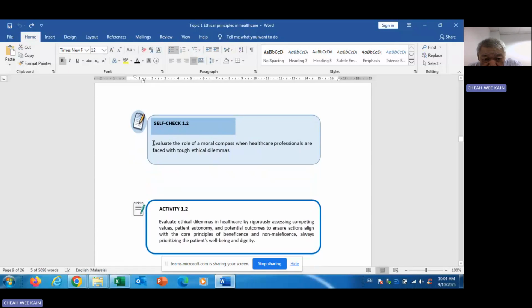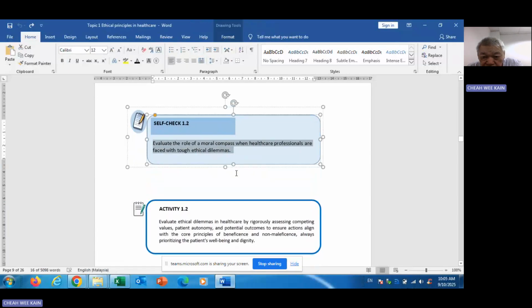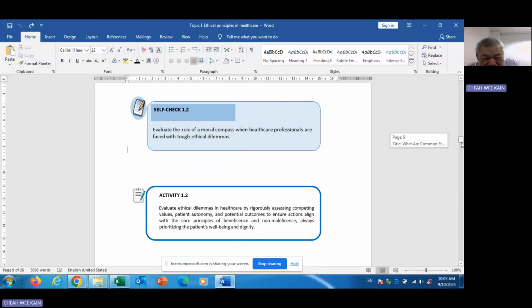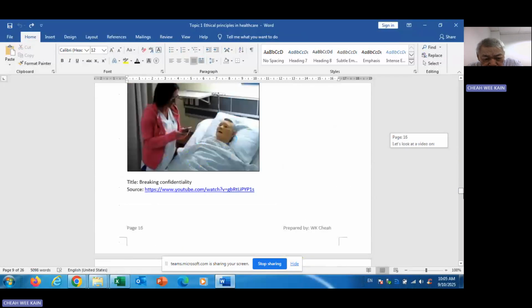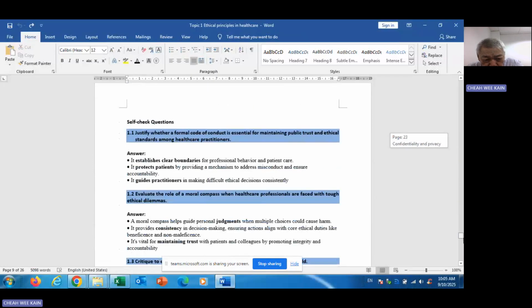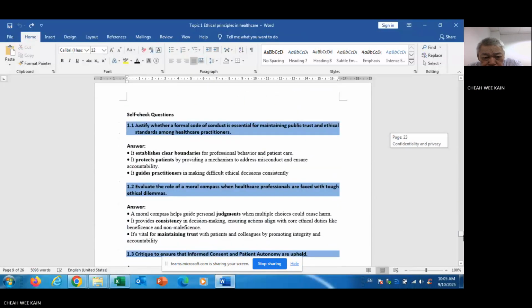Evaluate the role of a moral compass when healthcare professionals are faced with tough ethical dilemmas. The role of moral compass. I think you all know what a moral compass is, but let's look at it. A moral compass helps guide personal judgment when multiple choices could cause harm.